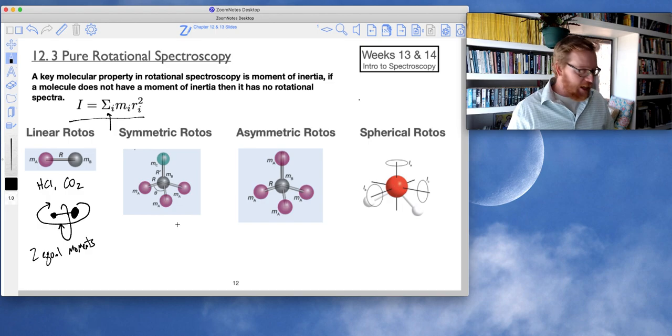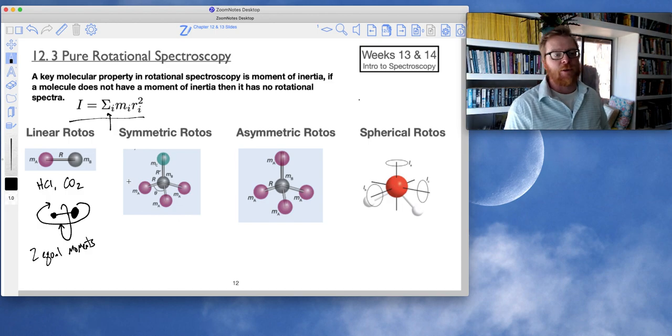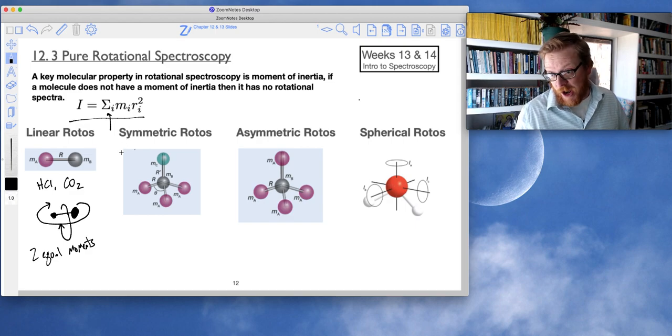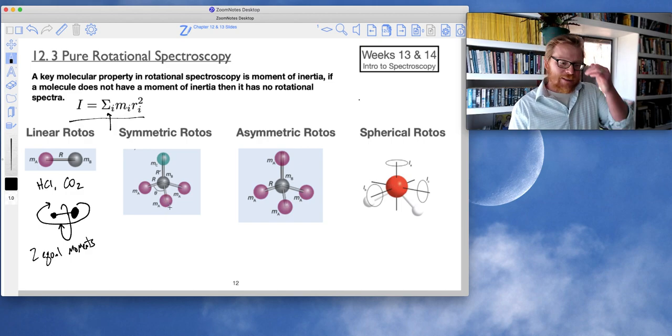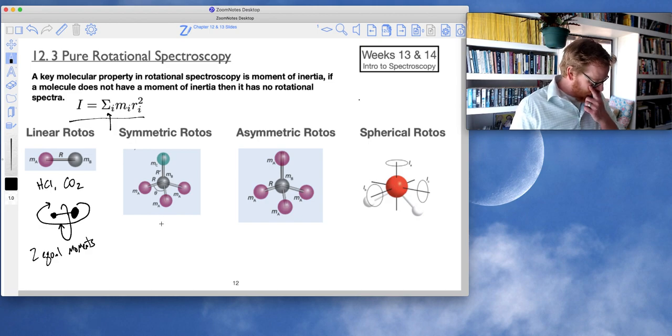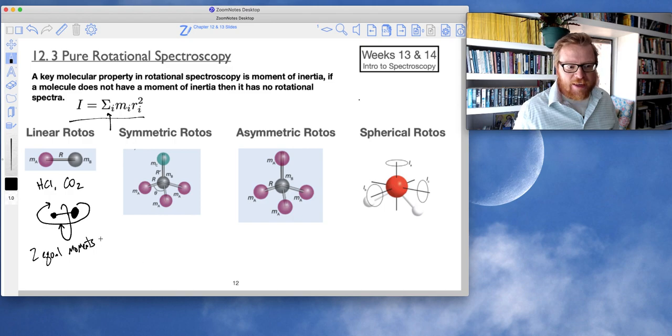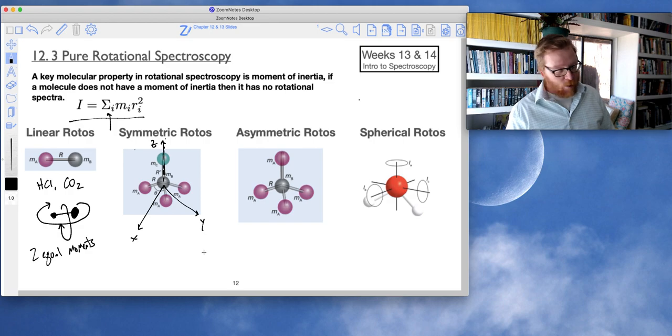Now, in the case of more complicated molecules, we're not going to get a straightforward mr squared. It's going to be a little bit more complicated. We're going to have to consider these angles, so there's going to be a cosine dependence there. And I don't want to get into those details. But what I want to point out with these symmetric rotors, the way we can start thinking about how many moments of inertia there are, is if I look at an XYZ coordinate, and I really start thinking about how I can rotate this molecule based on this coordinate system.